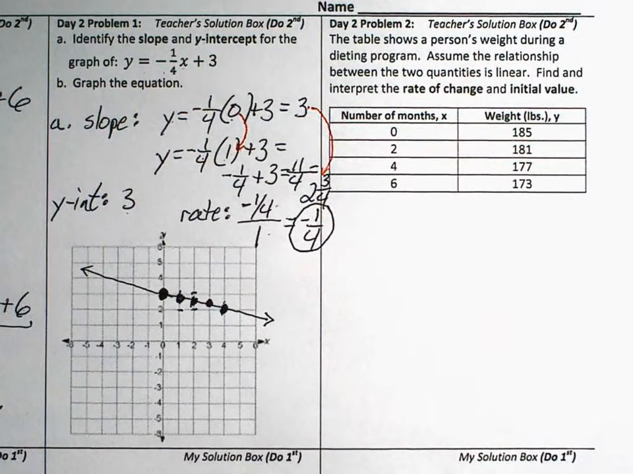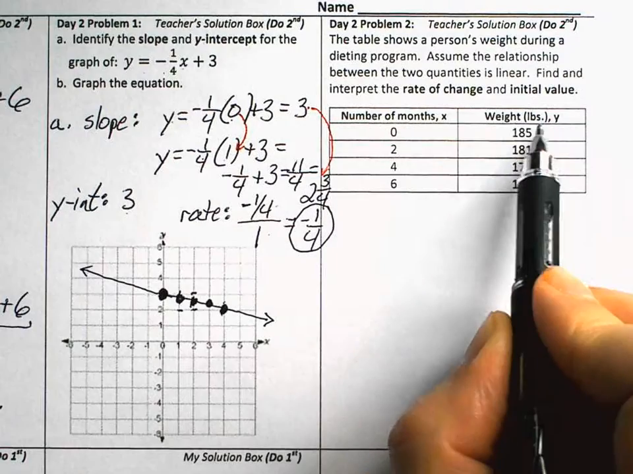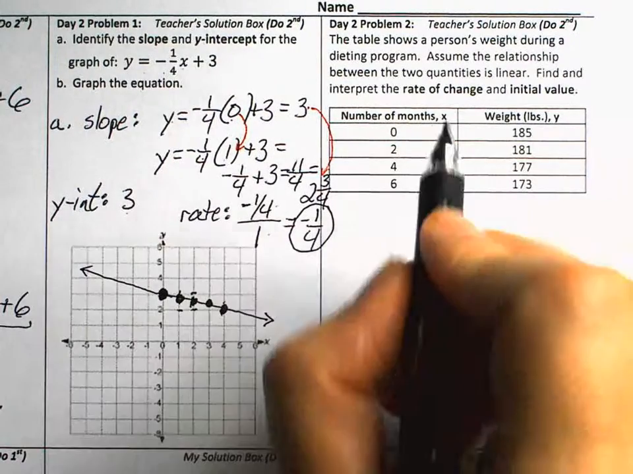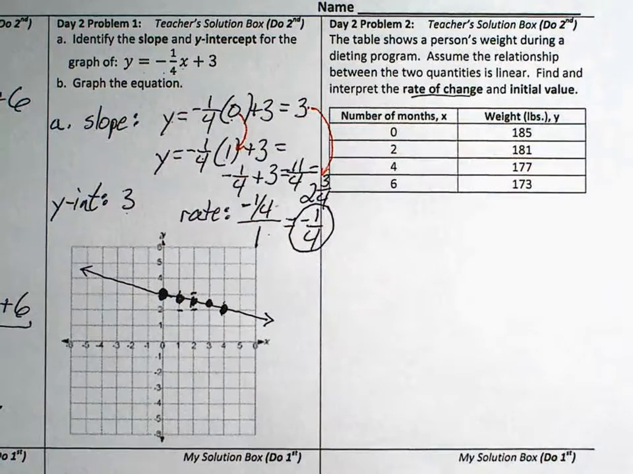Now day 2, problem 2. The table shows a person's weight during a dieting program. Assume the relationship between the quantities is linear. Find and interpret the rate of change and the initial value. In the first column, we have months, and in the second column, the person's weight. And we're asked to find the rate of change. Or how quickly is the person's weight changing.